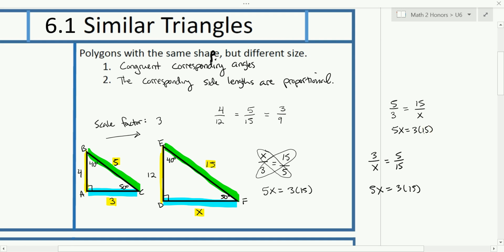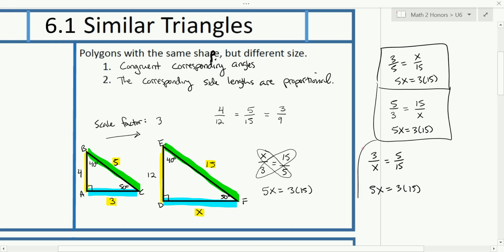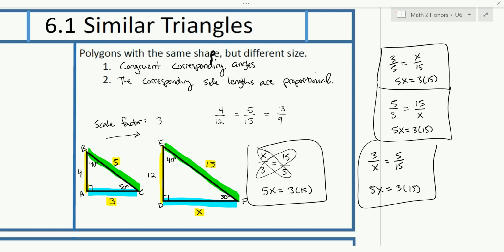There's one more. 15 over x and 5 over 3, I'd count that as the same, it's just flipped around. 3 over 5 and x over 15. Again, if you cross multiply, you get 5x equals 3 times 15. So why am I doing this? I'm just wanting to show you that there are multiple ways to set up the same problem to solve. There are 4 different proportions that end up with equivalent answers when you solve for x.